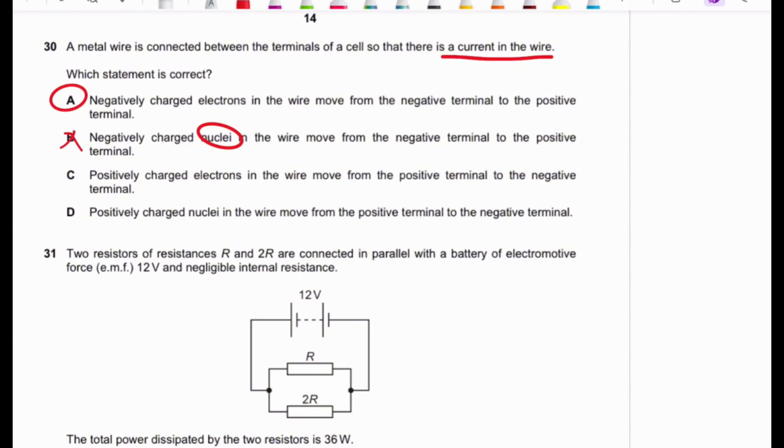C, the positively charged electrons move from positive to negative. Positively charged electrons, that doesn't make sense, right? Positrons, that's not going to work. Positively charged nuclei, it still doesn't make sense. Why is it moving? Electrons are the ones which carry charge, and they're the ones which actually move, but they move from a negative terminal to a positive terminal, right?